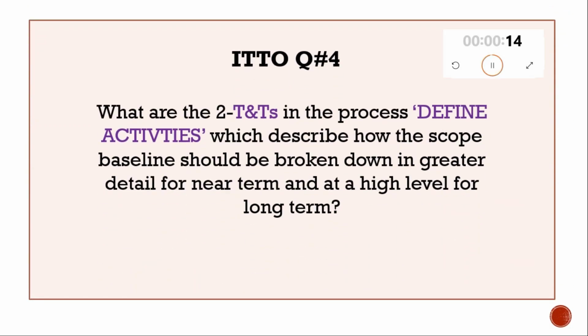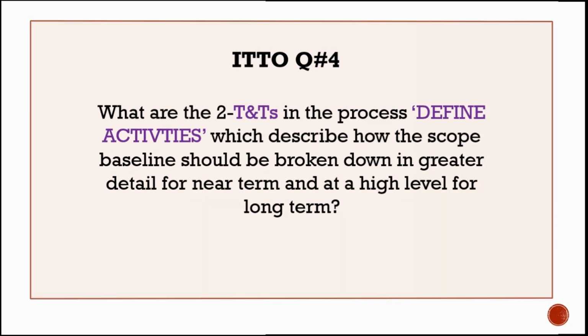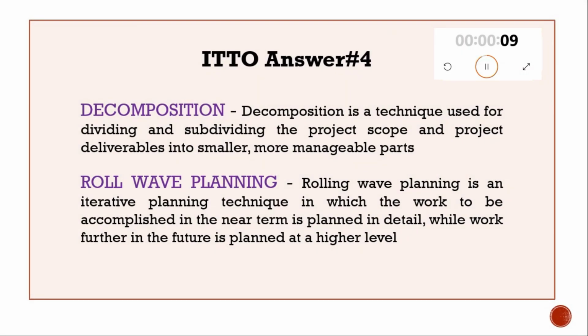ITTO question 4. What are the two tools and techniques in the process define activities which describe how the scope baseline should be broken down in greater detail for the near term and at a high level for the long term? Answer 4: decomposition and rolling wave planning. Check the slide for more details.